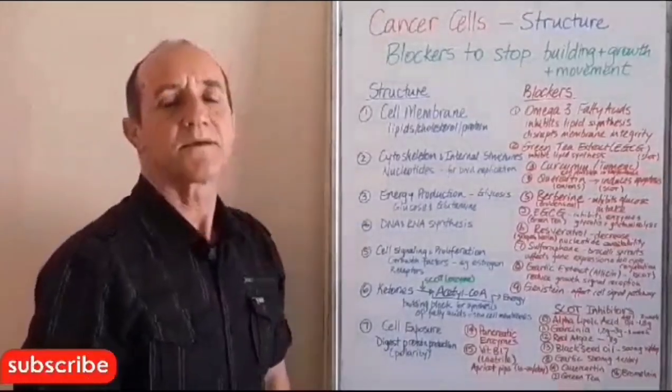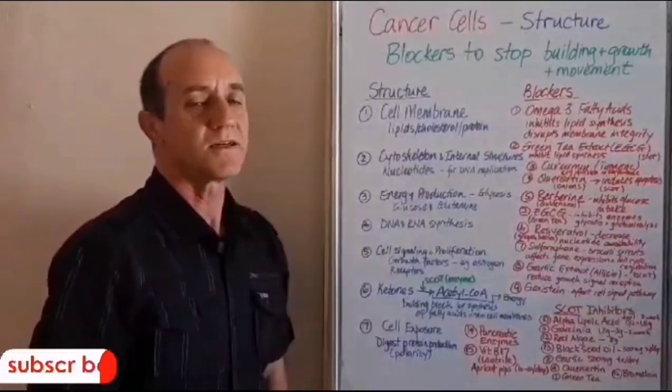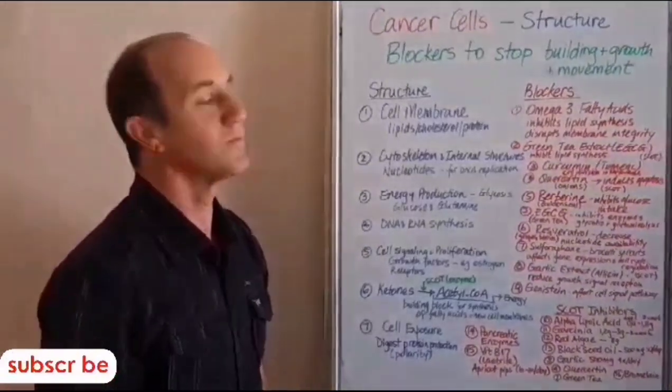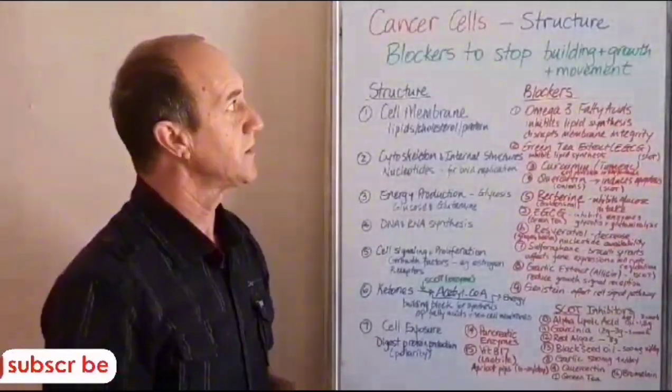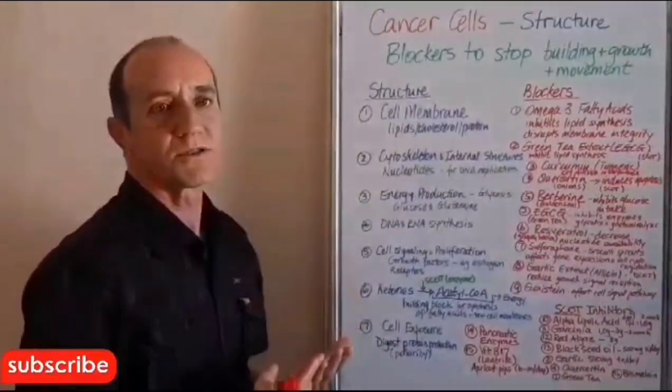Cancer cells. Today's topic is about the structure of the cancer cell and what are the blockers to stop it from building, from constructing itself, from growing and from moving. So there are different approaches with cancer.